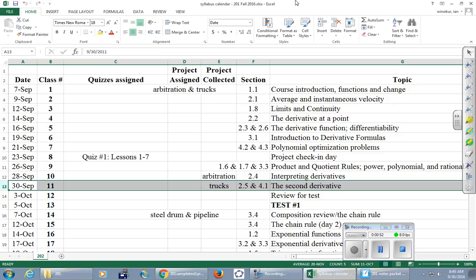What about the projects? No, the steel drum and pipeline I'm going to assign on Friday. Yes, I will hand you 2 brand new projects after the test.